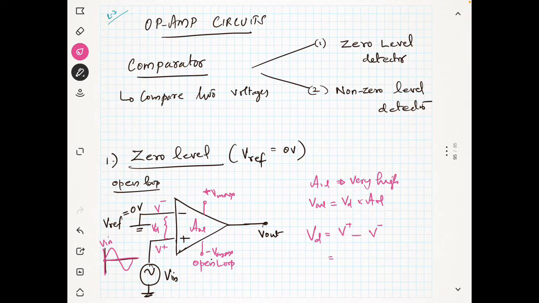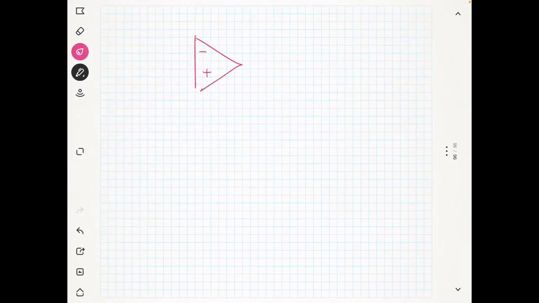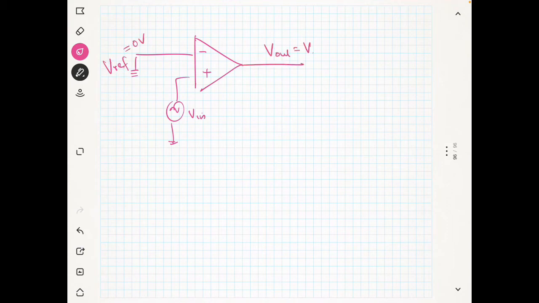What is V plus here? V plus is V in. Minus V minus, which is 0 volt. So your VD is equal to V in. Now I will redraw this circuit, minus plus, with V in and V reference equal to 0 volt. What is your V out? V out is equal to VD into AOL, which is equal to V in into AOL.